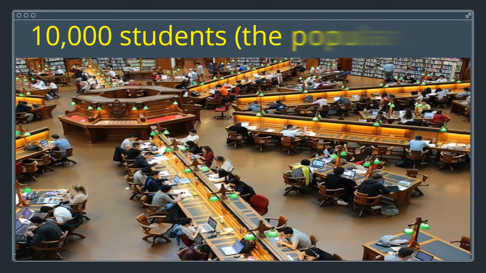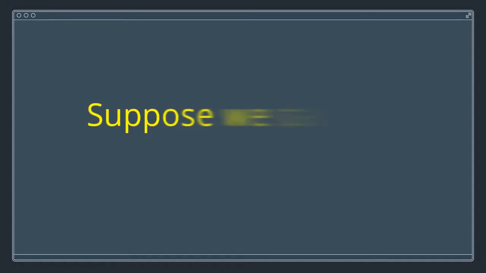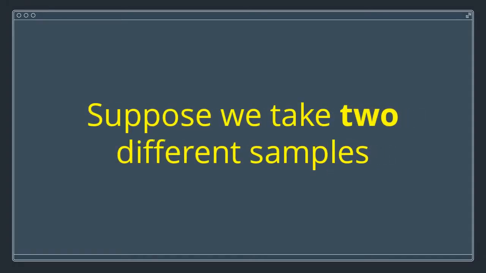Suppose ABC College has 10,000 part-time students, the population. We are interested in the average amount of money a part-time student spends on books in the fall term. Asking all 10,000 students is an almost impossible task. Suppose we take two different samples.